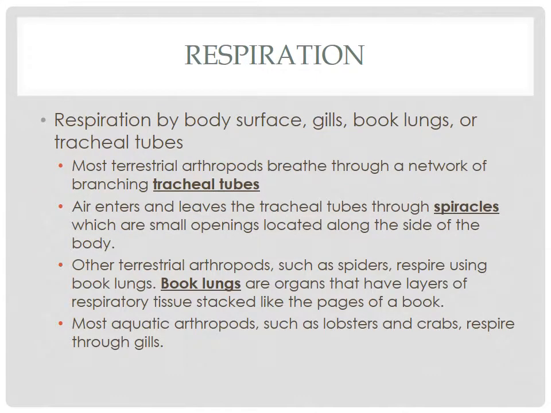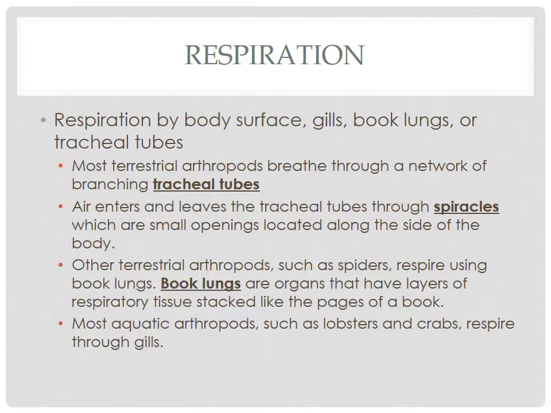How they breathe is also different. Some will use their body surface like we saw in most of the lower invertebrates. Some will have gills like we saw in mollusks. Some will have book lungs, and some will have tracheal tubes. Most of the terrestrial arthropods will breathe through a network of branching tracheal tubes, which are going to be precursors to our trachea. Air will enter and leave the tubes through spiracles, which are small openings that are found along the side of the body.